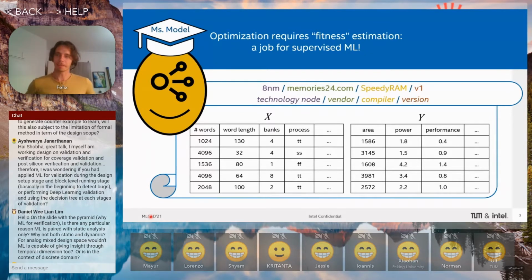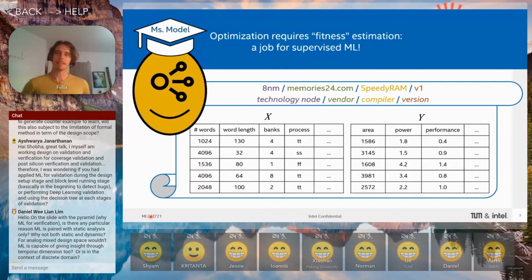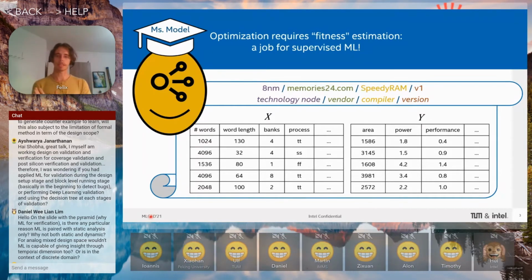And here on the left, we have our Miss Model, which is a neural network trying to learn this mapping from x to y. And x in our case are parameters of embedded memories. So typically we have up to around 15 parameters describing the memory, such as the number of words, the word length, or how many banks we split our bit cell array into. In addition, we have a few operating parameters and process variability. So here you can see the process sketched out as typical, slow, and fast corners. And in addition to that, we would feed, for example, the voltage with which we're operating or the temperature.